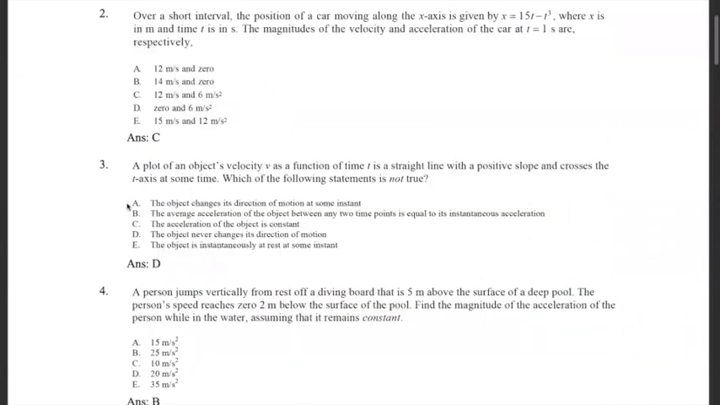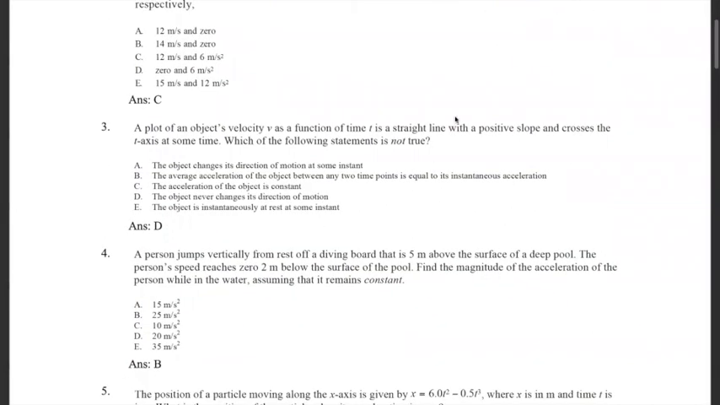Okay, question number 3. A plot of an object's velocity as a function of time is a straight line with a positive slope. Okay, it's going to be something like this. Here is velocity and here is time, and it crosses the t-axis at some time, so it's going from negative. Which of the following statements is not true?